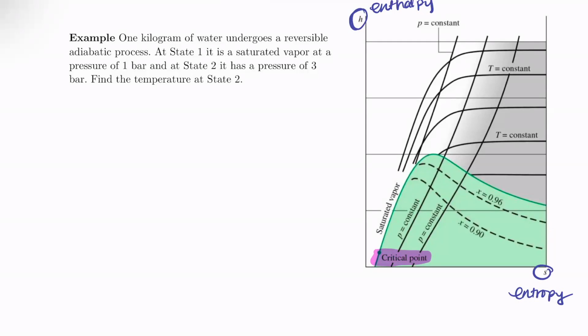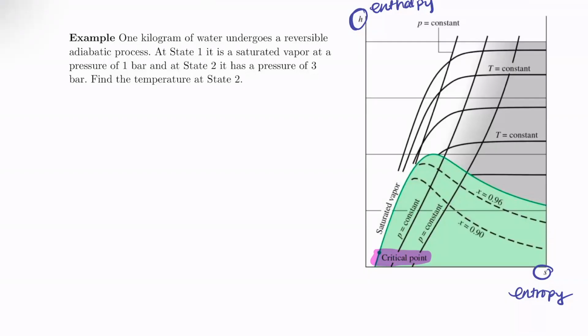So we have 1 kilogram of water that is going to undergo a reversible adiabatic process. At state 1, it is a saturated vapor at a pressure of 1 bar. And at state 2, it has a pressure of 3 bar. And we want to find the temperature at state 2. All right. Question? Okay.